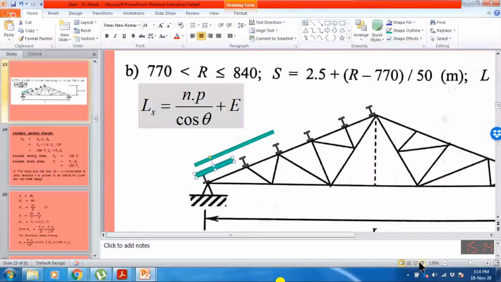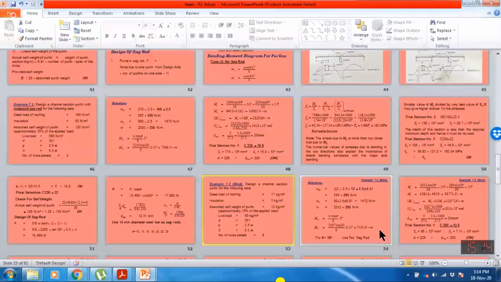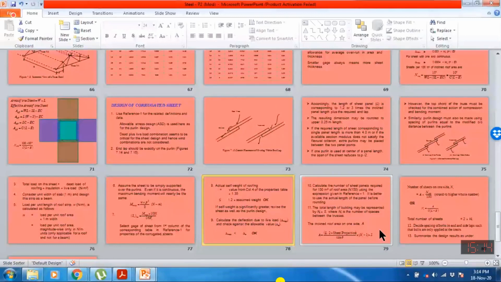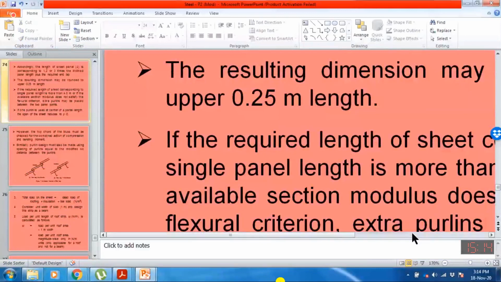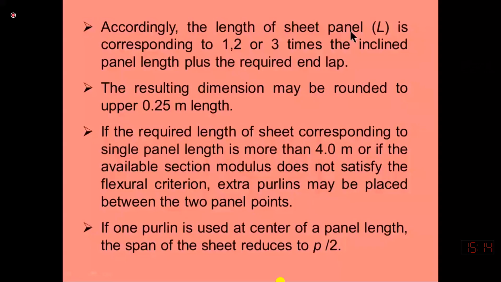So I was on this slide. So accordingly, the length of the sheet panel L is calculated corresponding to 1, 2, or 3 times the inclined panel length plus the required end length. So whatever will be the length, we will always round to the upper side in a multiple of 0.25 meter.